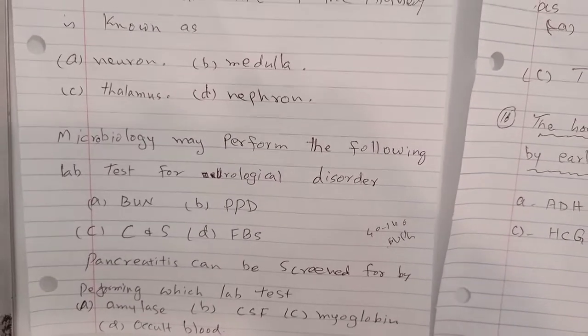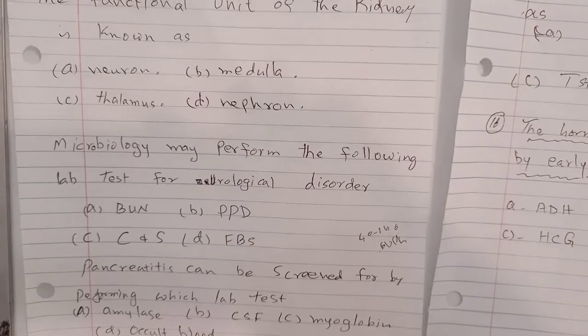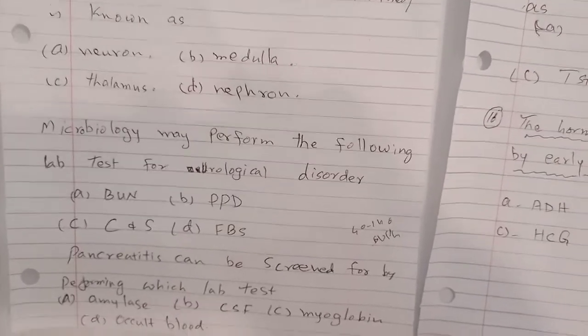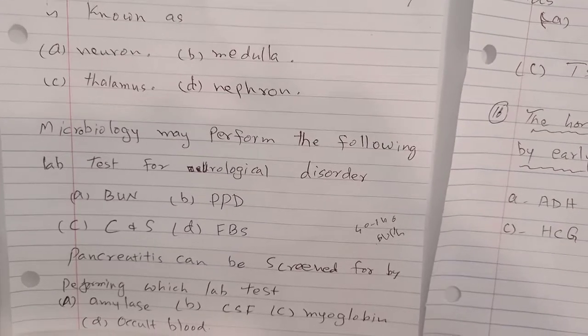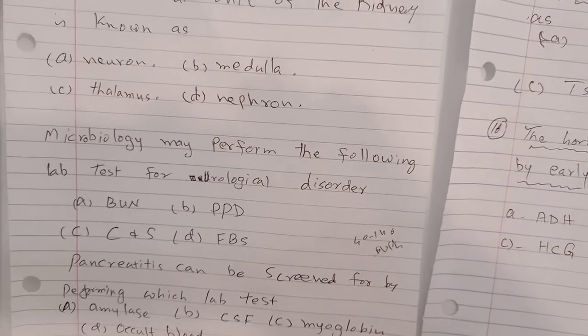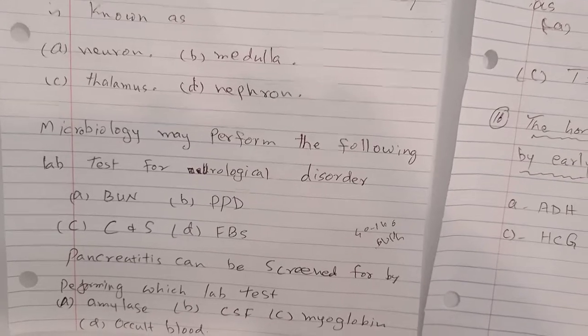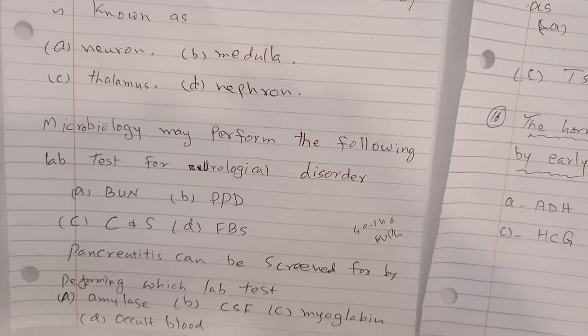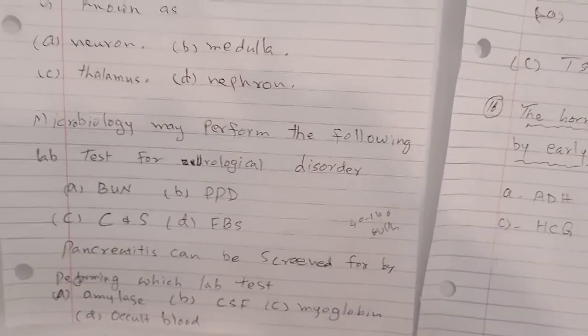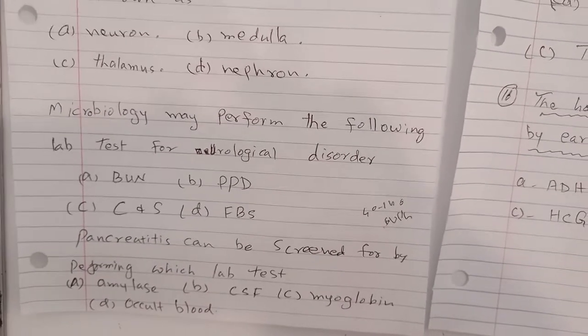Microbiology: micro means small, bio means life, logy means study of. So, study of small life. What is small life? Bacteria, virus, and fungi. So always think about bacteria, virus, and fungi when you have microbiology. So the answer is C, culture and sensitivity.